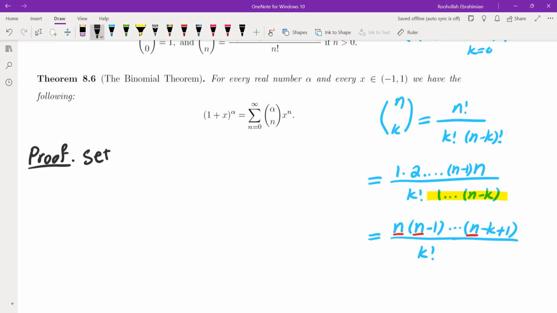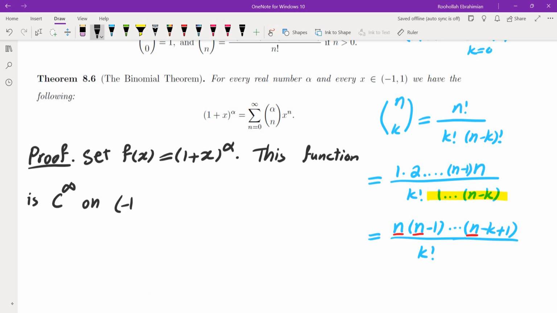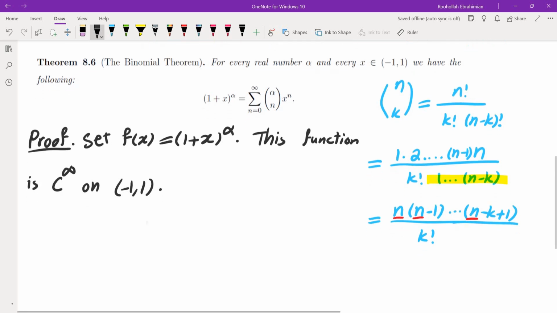Let's set f of x to be (1 plus x) to the power of alpha. First thing is that we note that this function is C infinity on the interval -1 to 1, because 1 plus x is, and x to the power of alpha is also C infinity for x positive. Okay, and this is a composition of these two functions. So now that we know this is C infinity, we can find its Taylor polynomial.